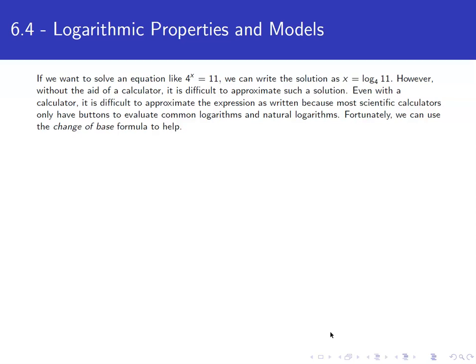All right, so if we want to solve an equation like 4 to the x equals 11, we know that we can rewrite this as an equivalent log form and basically get the solution of log base 4 of 11. That's really hard to see what that is, and it's difficult to approximate a solution. And even if you do have a calculator, log base 4 probably is not a button on your calculator. You probably have common log, or log base 10, or natural log, log base e.